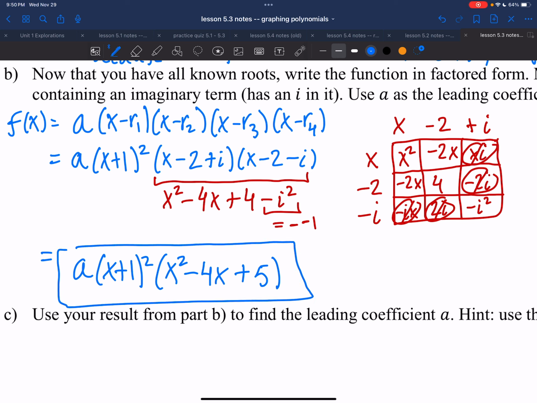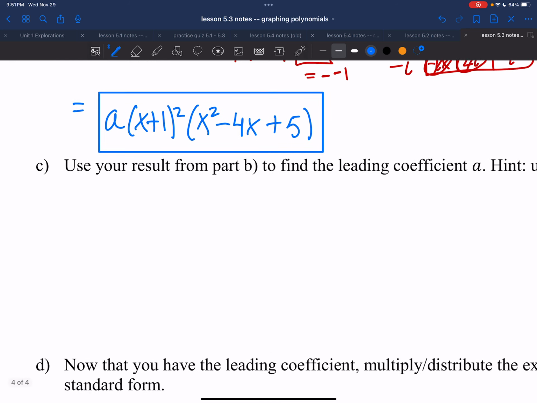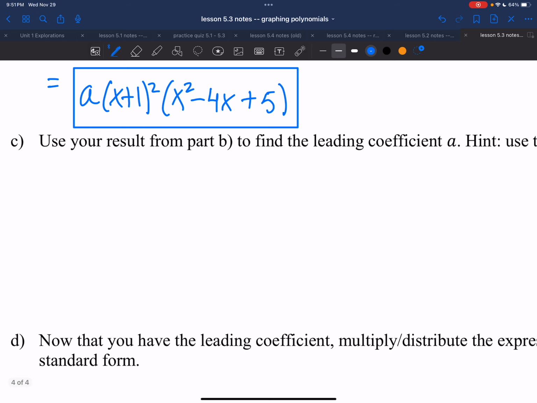And so that's our factored form equation. Now, we haven't found a, right? But finding a is the same way you've done in the past. We found a in the previous unit, right? How do you do that?